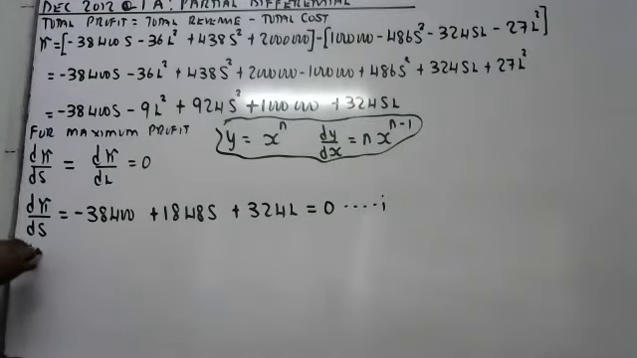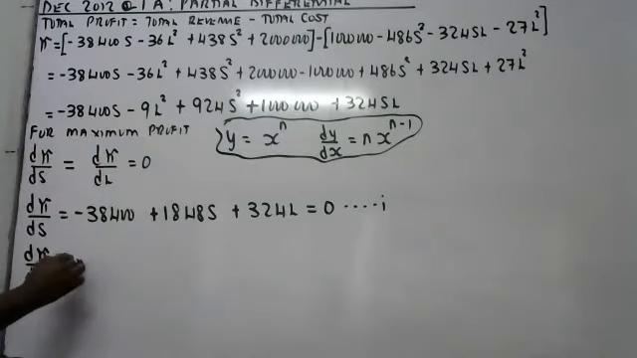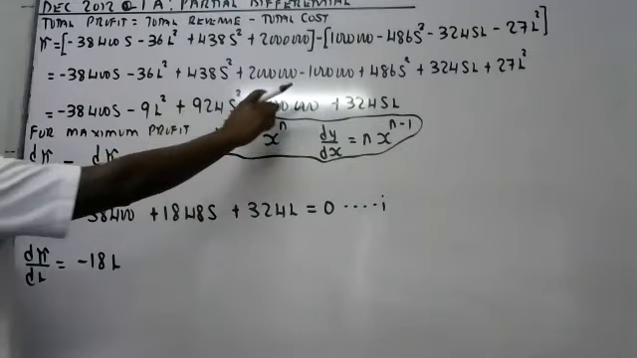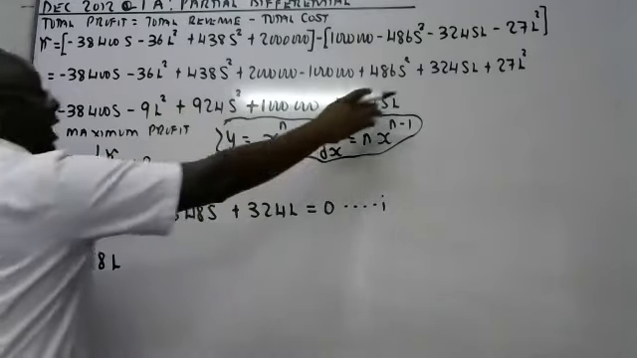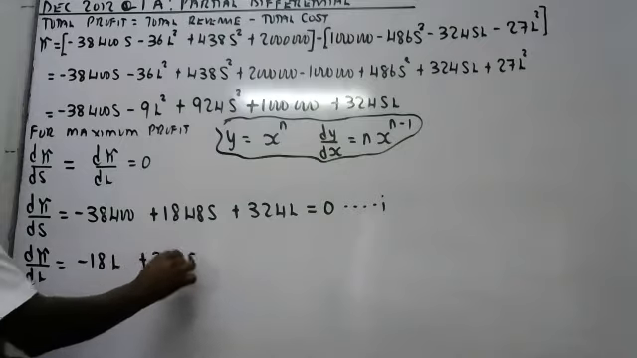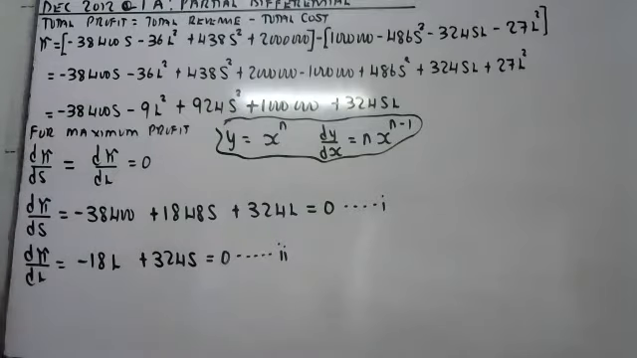You now differentiate pi with respect to L. This one does not have L, so it becomes 0. This one has L, so it becomes minus 18L. This one does not have L, so it becomes 0. The same case, this becomes 0. But this one has 1 L, so we have 324S. 324S is equal to 0, and that one you call equation number 2.